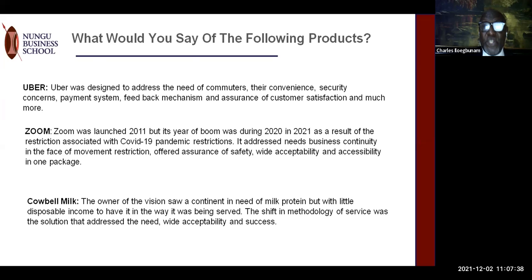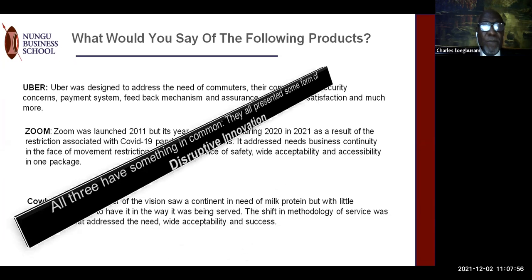I tell you the truth, the story we are telling today about Promasidor was incidental on this particular solution. Because the man looked into that population, he saw the need of that population. He created a product that addressed that need, and it became a boom. Something happened with all these three. I want you to zero your mind to this. All three have something in common. They all presented some form of disruptive innovation. The way things were being done before, these three solutions came in and disrupted the way things were being done and did it in another way that made the people accept it, and they moved on.